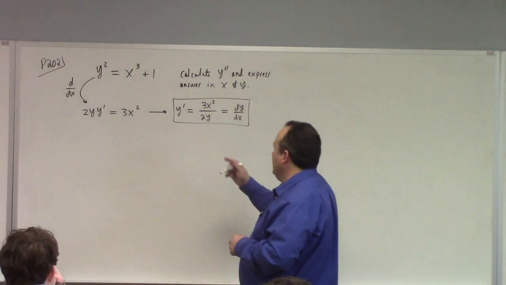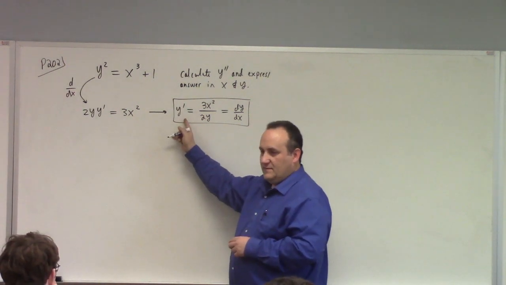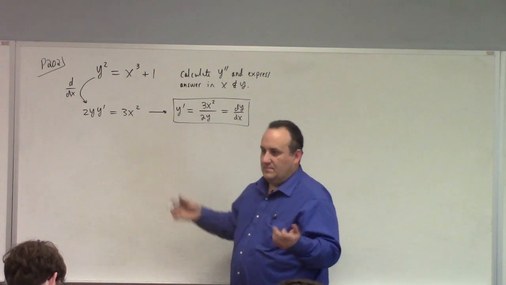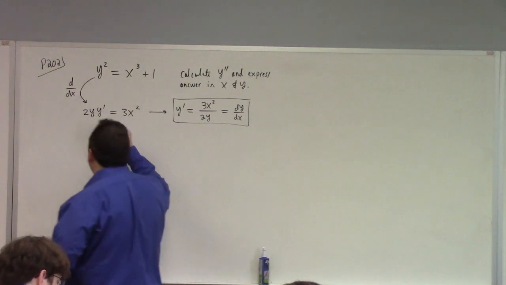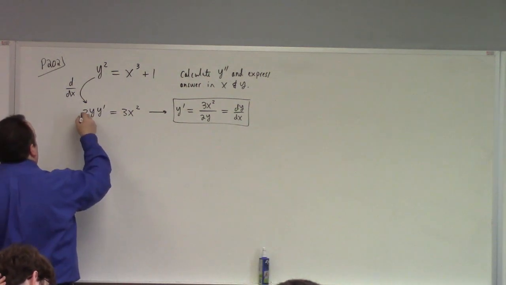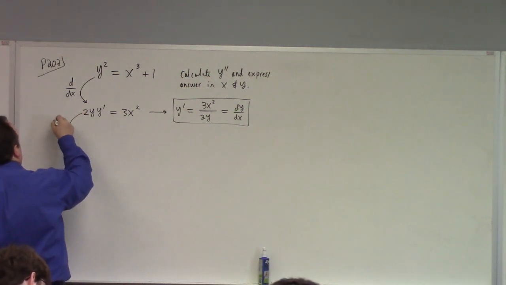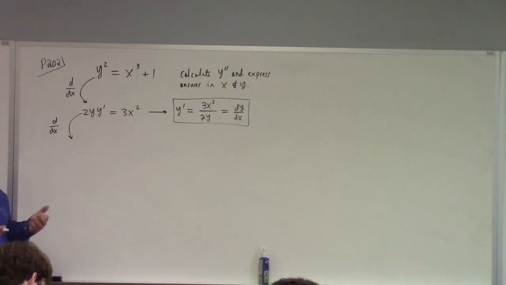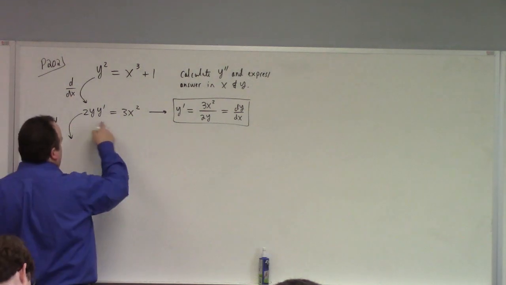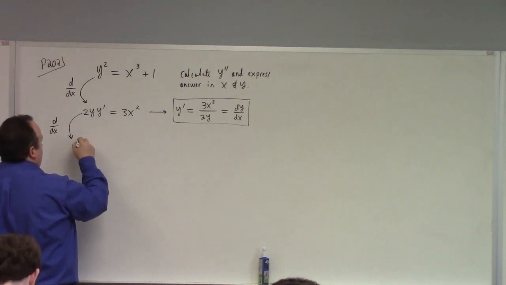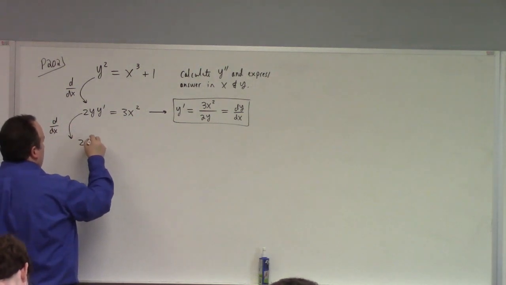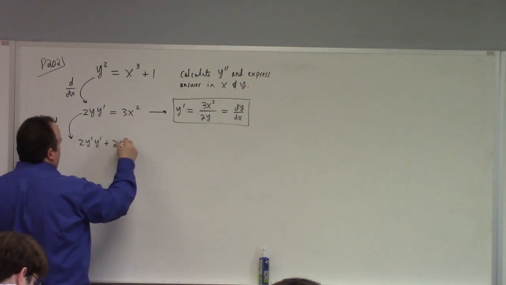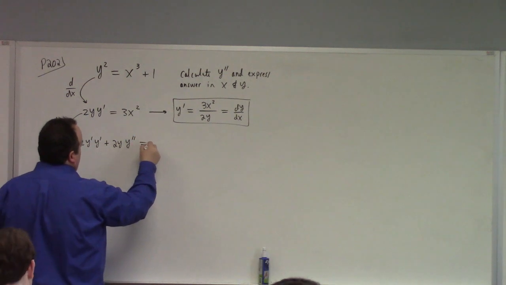Yeah, now we could either take the derivative of this, or we could take the derivative of that. I'm inclined to take the derivative of the original equation because it's easier. I don't have to do the quotient rule or anything, you know? So I might as well just take d/dx of this, and we'll get 2y' plus 2y y'' equal to 6x.